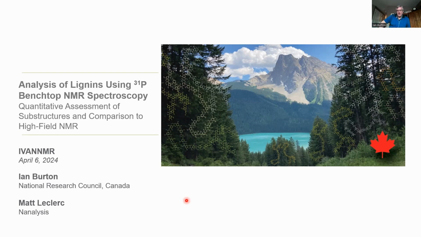But in the intervening 36 years now, we've learned quite a bit about NMR and how to make it more sensitive, more selective, and quantitative. So I'm first going to talk a bit about quantitative NMR itself before I get into the lignins stuff.